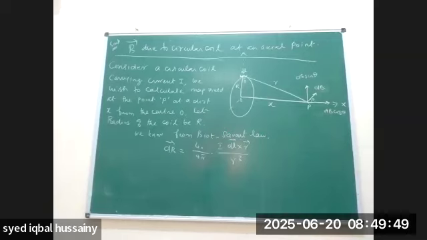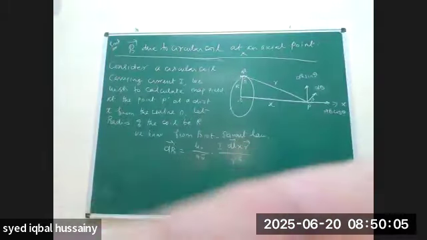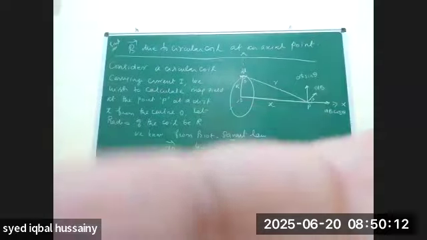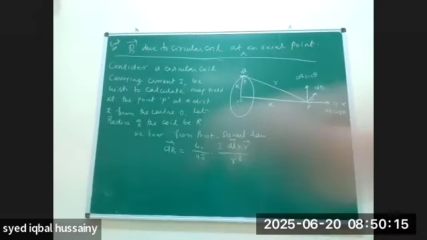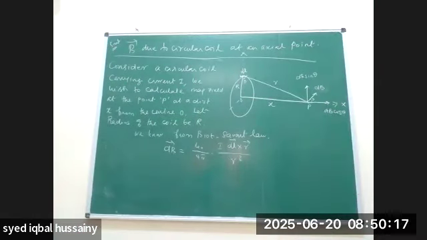Consider a circular coil carrying a current. We wish to calculate the magnetic field. Is it done? For girls, no problem. Only for boys I'm asking, because girls already did. I'm waiting for boys. Zahid, is it done? Done, sir. Okay.